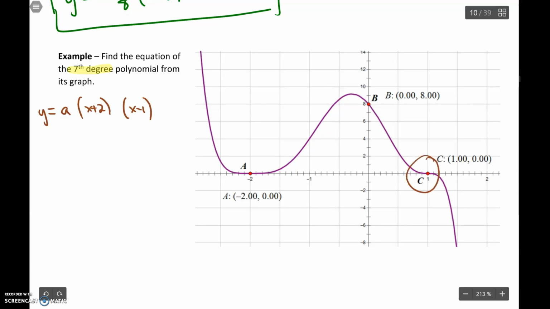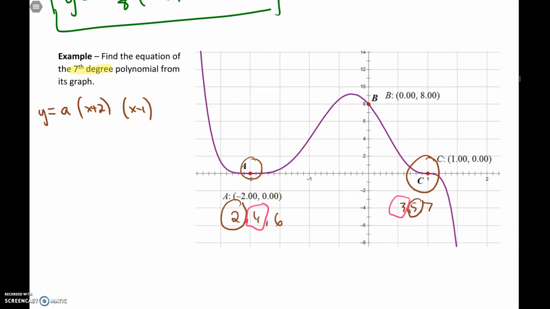This one looks like it's crossing and it's flat, so it could be a 3, 5, 7, or 9. This one is flat, but it doesn't cross, so this could be a 2, 4, or 6. And these powers have to add up to a 7 because the multiplicities would make a 7th degree polynomial. So I guess I could call this a 2 and this a 5. That adds up to 7. Or I could call this a 4 and this a 3. That adds up to a 7. I think those are my only 2 possibilities, because if I try to get any bigger, I'm going to run out of room on the other.